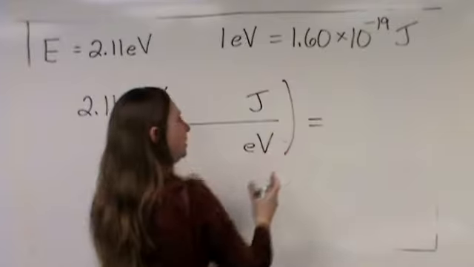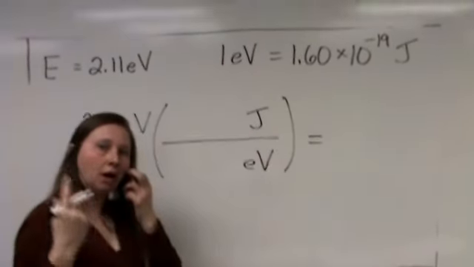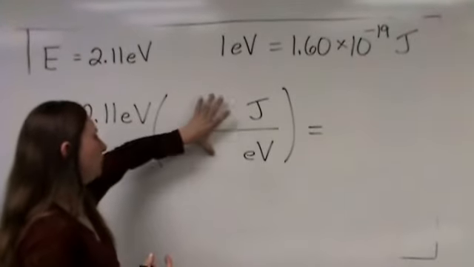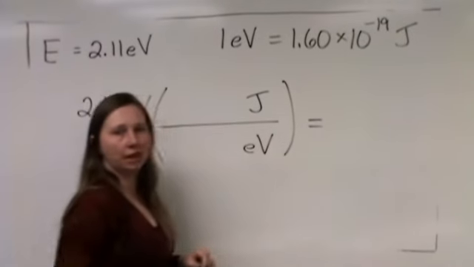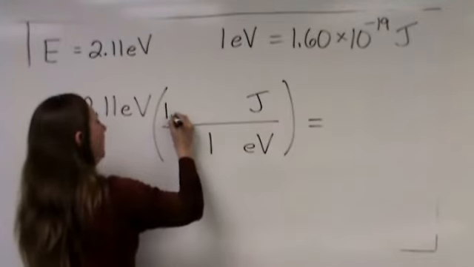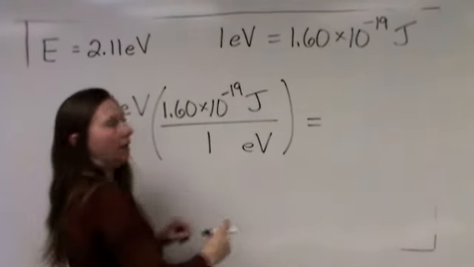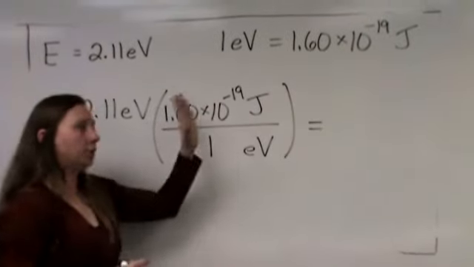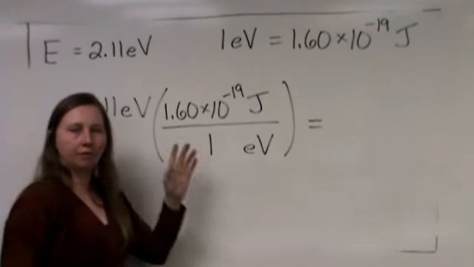Basically, the parentheses must come to a multiplicative factor of 1. This and this must be the same. Well, if 1 electron volt equals 1.6 times 10 to the negative 19 joules, then this and this are the same. As long as they're equal to each other, I can put them into the parentheses for this method of converting.